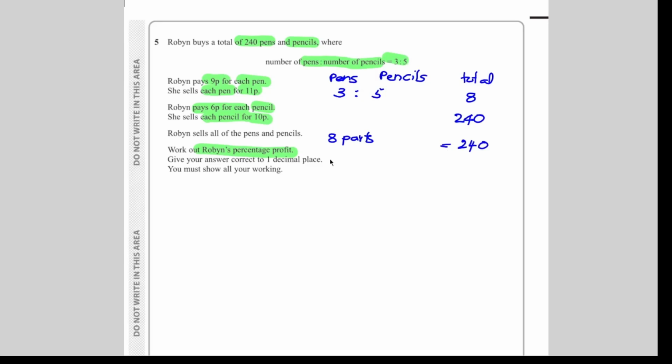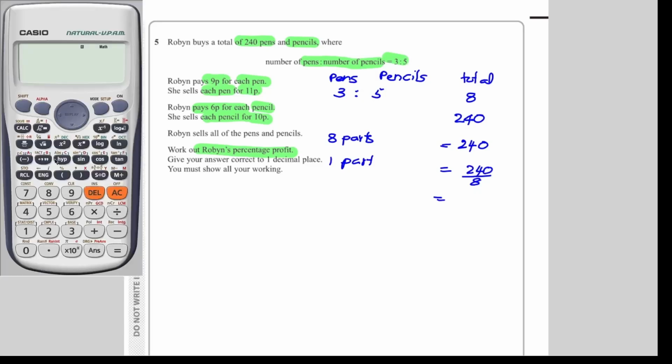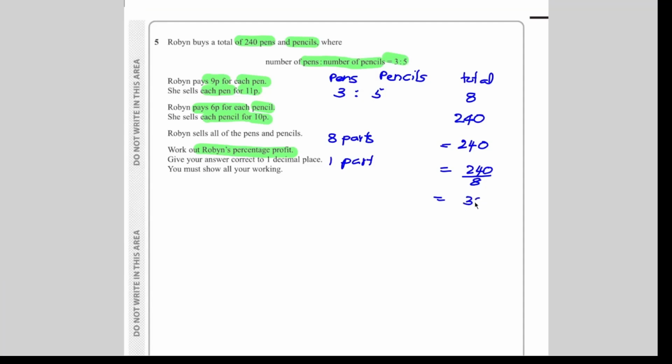Therefore, I can figure out the representation of one part. One part can be figured out by dividing by 8. Let's get the calculator. 240 divided by 8. How much is it? 30. So one part is always represented by 30. Then for pens, there are 3 parts. Therefore, how many pens are there?